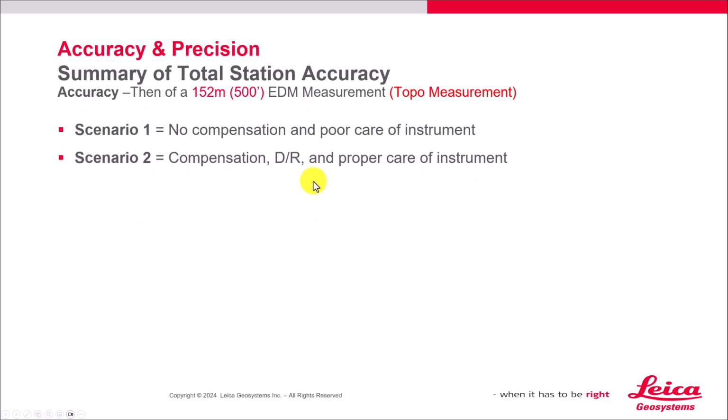So the summary of the total station accuracy, I'm going to use 152 meters or 500 feet, which is a normal topo measurement. I'm going to do scenario 1 where we don't do the compensation and we take poor care of the instrument to show you how bad it could be. Then we're going to compensate for it and show what it'd be if you did direct and reverse double centering.